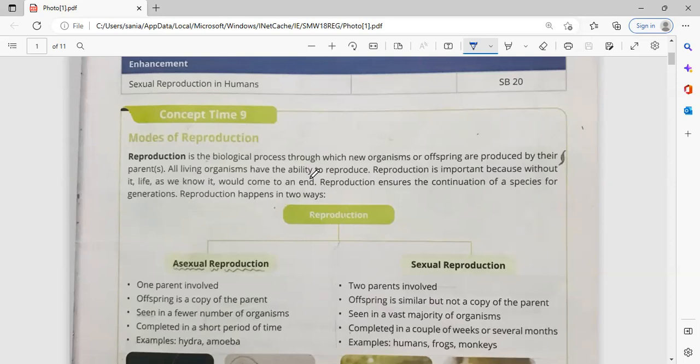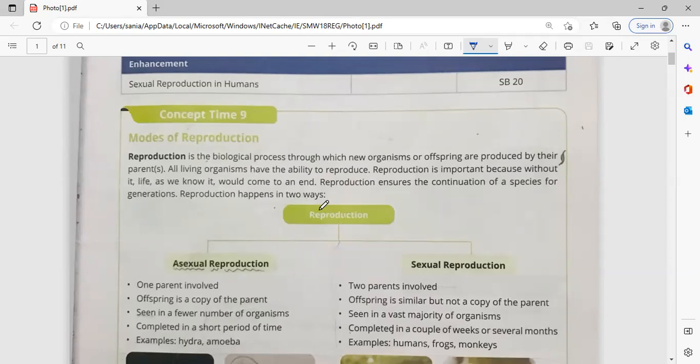All living organisms have the ability to reproduce. Reproduction is important because without it, life as we know it would come to an end, right? If there is no reproduction, then life will end. There will be no future generations. So reproduction ensures the continuation of a species for generations.